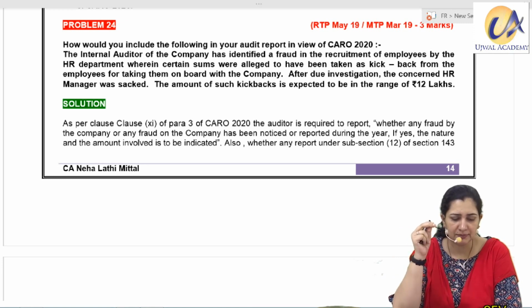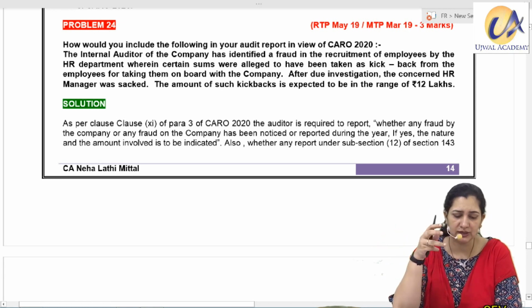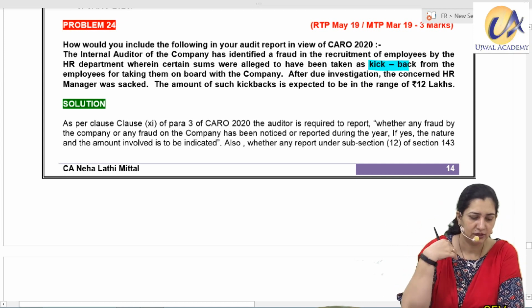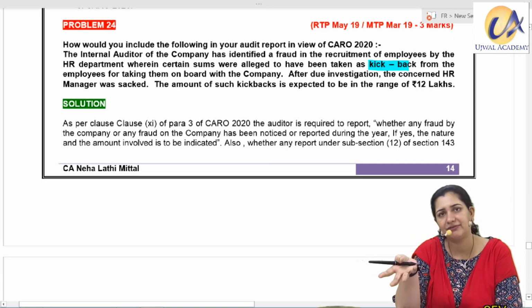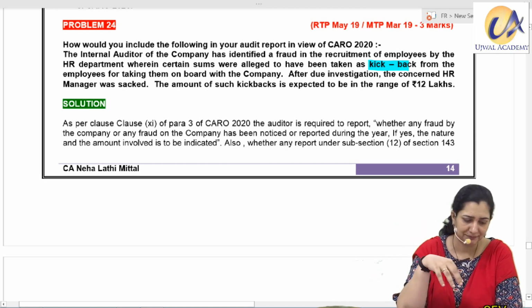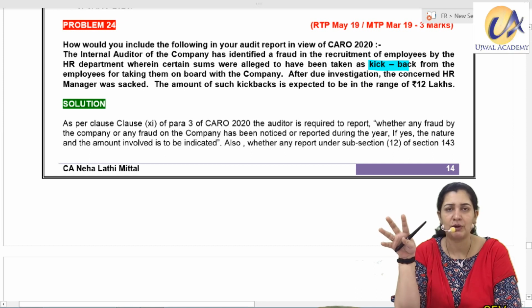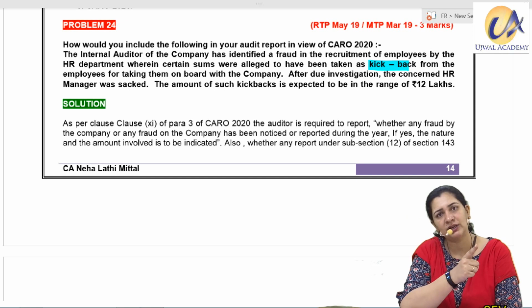The internal audit of the company has identified a fraud in the recruitment of employees by the HR department, where certain amounts were alleged to have been taken as a kickback. What is a kickback? It is like taking a commission from the employees. So the HR department appointed the employees and took a kickback, meaning some kind of referral commission from them. After due investigation, the HR manager was sacked. The amount of these kickbacks comes to about 12 lakh rupees. So it is less than 1 crore.